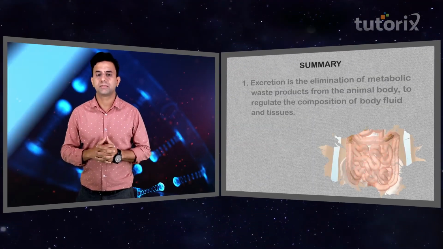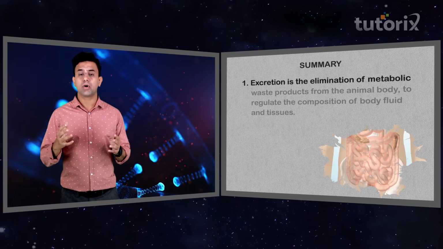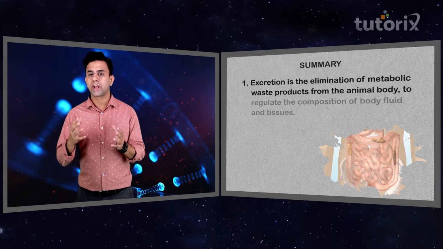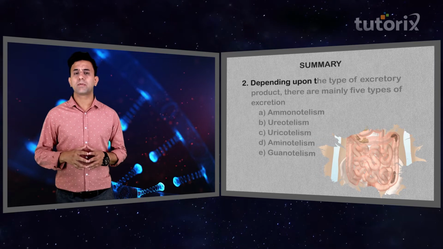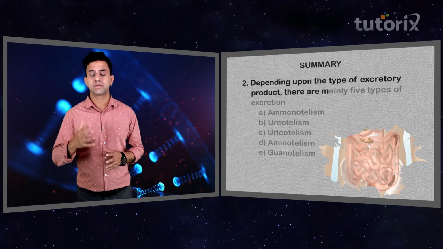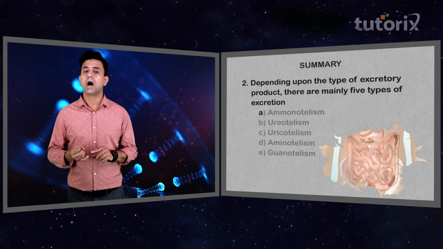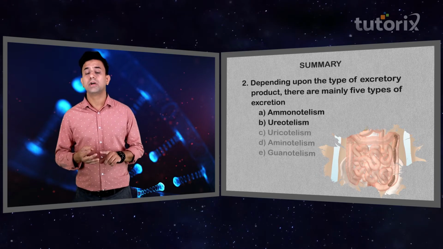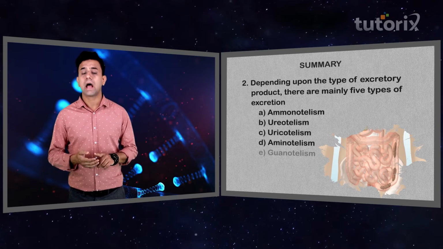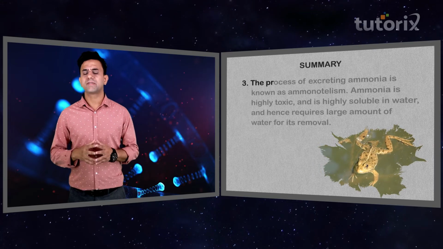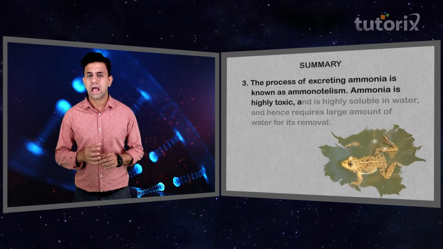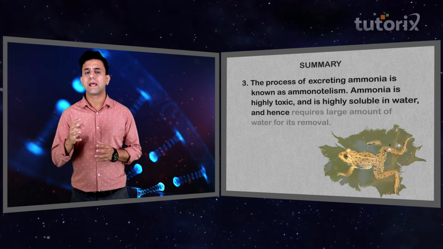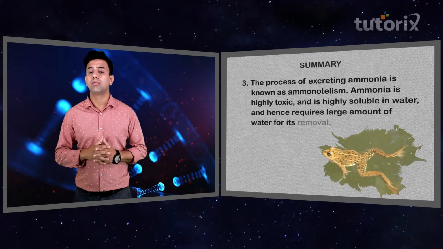But before we do that, let us summarize the important points. Excretion is the elimination of metabolic waste products from the animal body to regulate the composition of body fluid and tissues. Depending upon the type of excretory product, there are mainly 5 types of excretion, and these are ammonotelism, ureotelism, uricotelism, aminotelism, and guanotelism. The process of excreting ammonia is known as ammonotelism. Ammonia is highly toxic and is highly soluble in water, and hence requires a large amount of water for its removal.